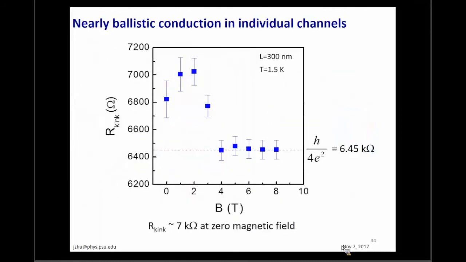So if you can kill all of this conduction, you get a plateau there. Putting all of that together, we can in fact determine the resistance of just the kink state itself as a function of the magnetic field. It reaches ballistic at about 4 Tesla, and it's about 7 kiloohms at B equals 0. So not quite ballistic yet at B equals 0, but getting much better than the first generation devices we had. And that comes from using the dry transfer process to create a very clean interface. So that's one channel.